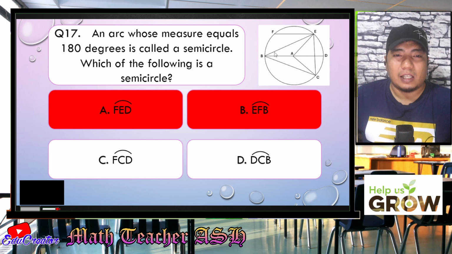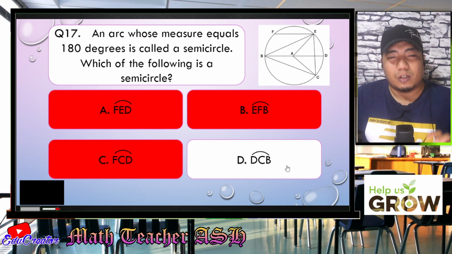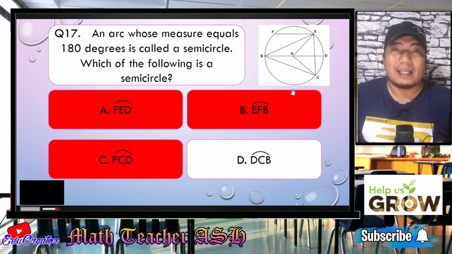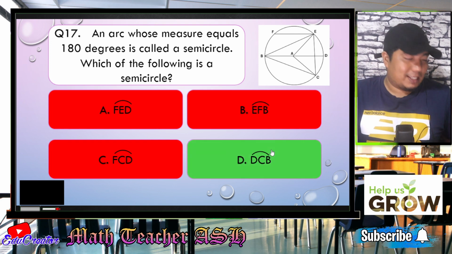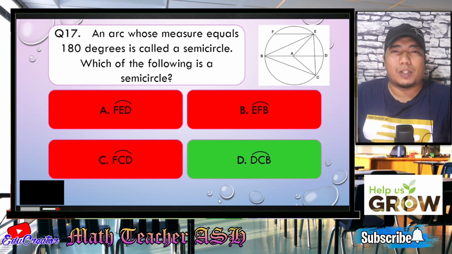FCD. So that is very big, right? That's the major arc. That is also wrong. So basically, DCB, this is the one. All right, so that is half of the circle. Therefore, the correct answer is letter D. Easy, right? Very easy, my dear math learners. Now, let us go to question number 18.